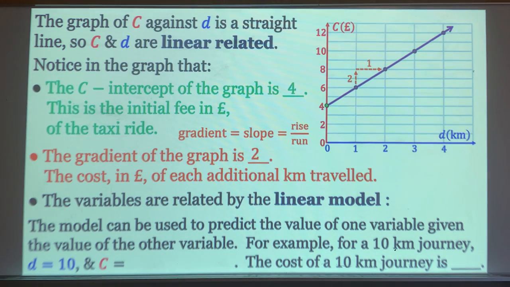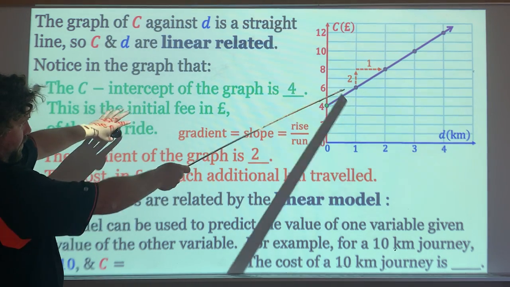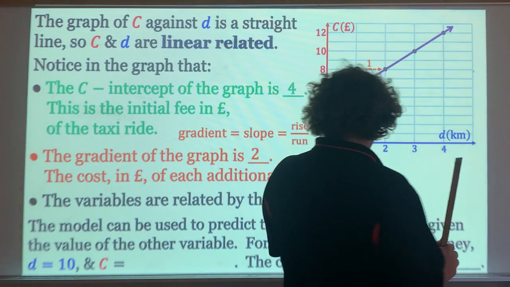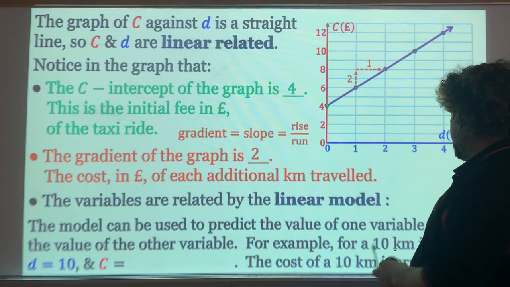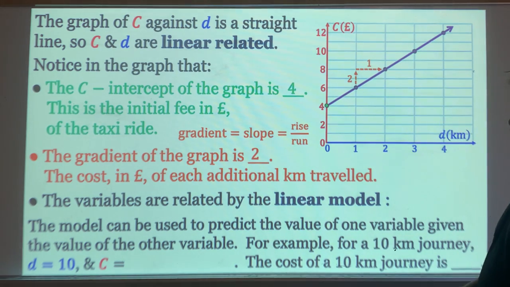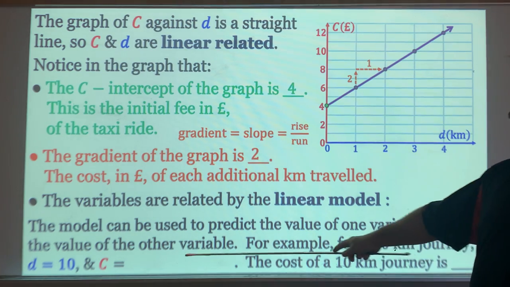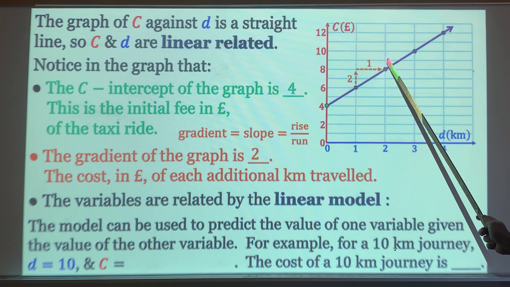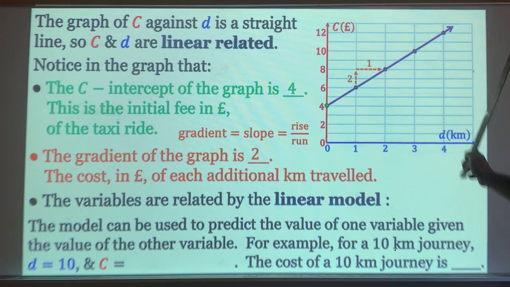Variables are related by the linear model. This model can be used to predict the value of one variable given the value of the other variable. For example, for a 10-kilometer journey, what is the cost of that journey? We can predict that. So when D equals 10, can we find out what C is? Of course we can. We just keep on going up, over, up, over, up, over. Even though it's not on this graph, eventually, off the screen, you'll see it.